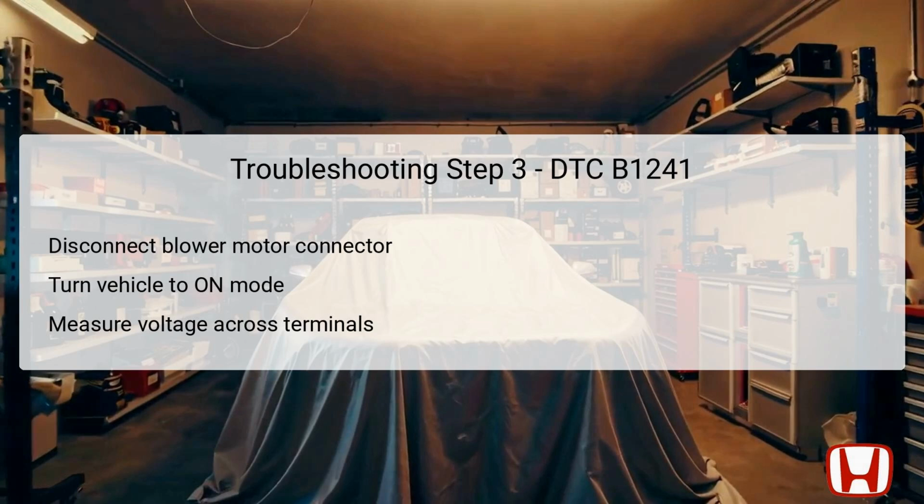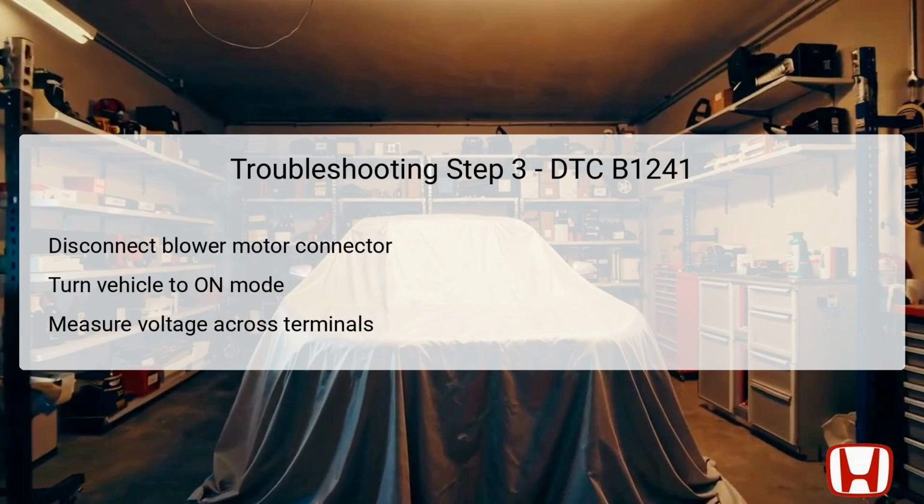The third troubleshooting step involves checking the power circuit to the blower motor. Disconnect the blower motor's 2P connector to isolate it from the circuit. After disconnection, turn the vehicle to the on mode, which powers up the electrical systems, including the relevant circuits. You will then measure the voltage between the designated test points, specifically between the number 2 terminal of the blower motor connector and the body ground.